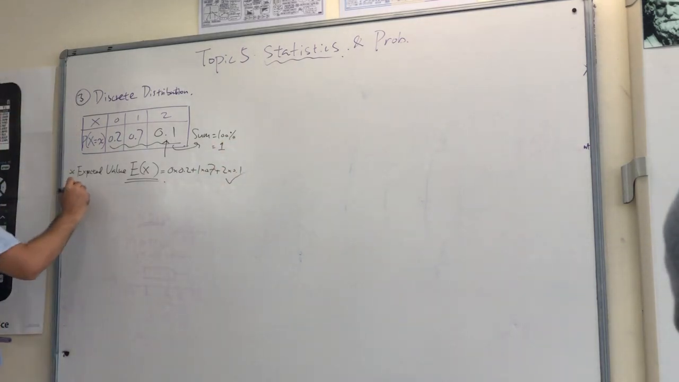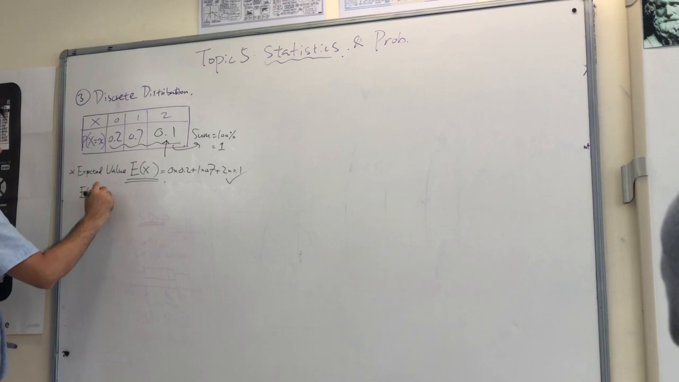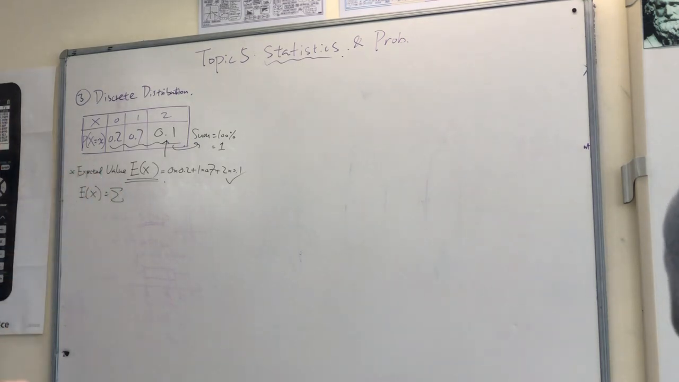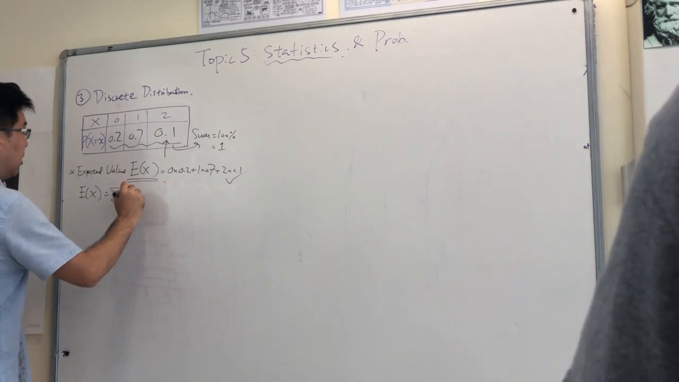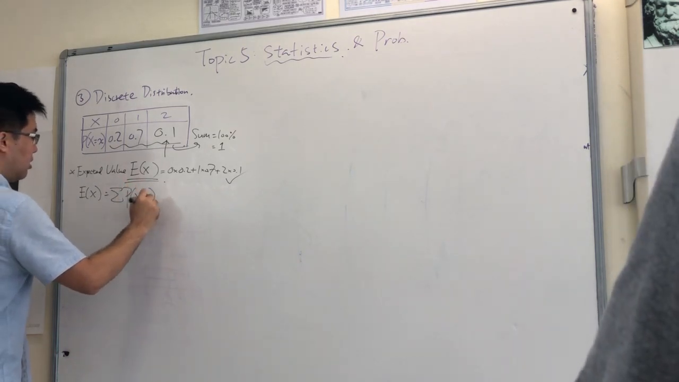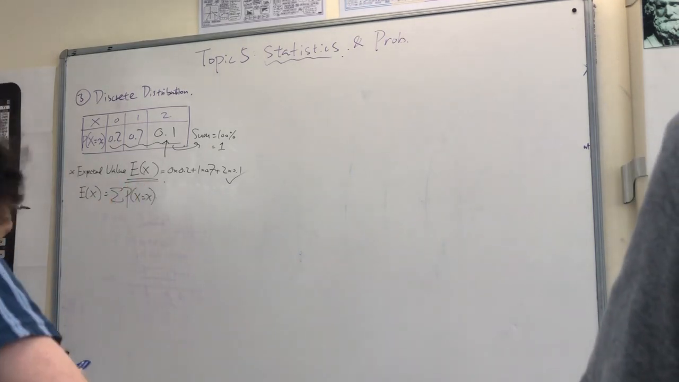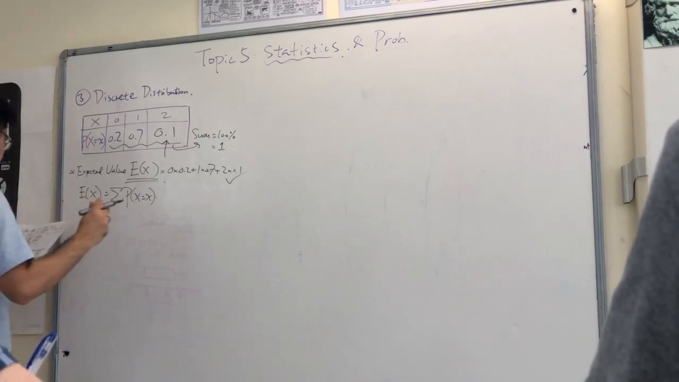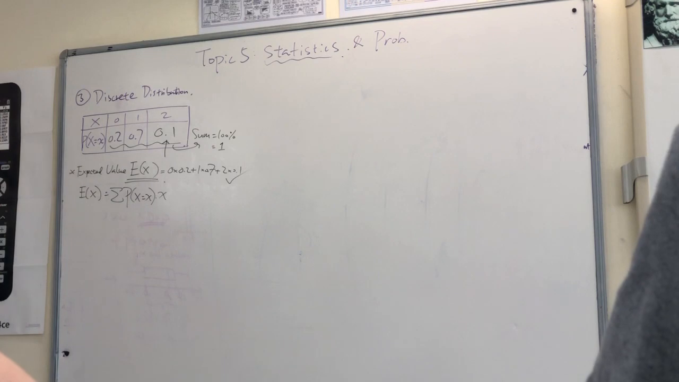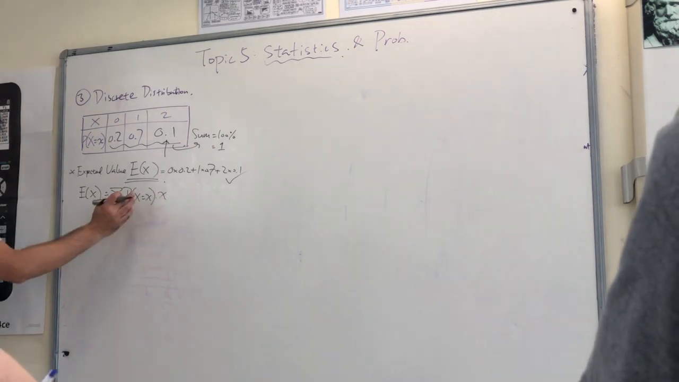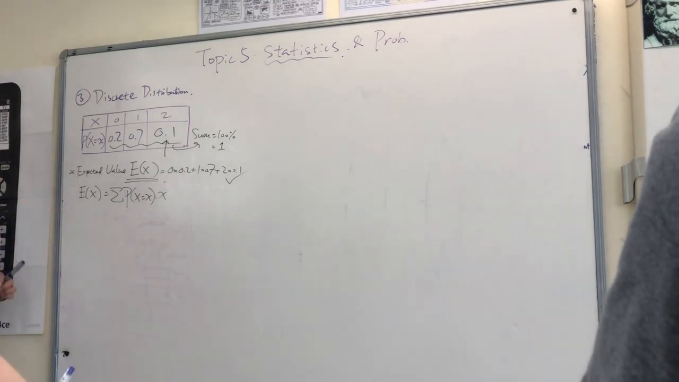And for expected value, we do have a formula. It's the sum, sigma, of x times P(X = x). So for each value times its corresponding probability, and then add up all the terms.